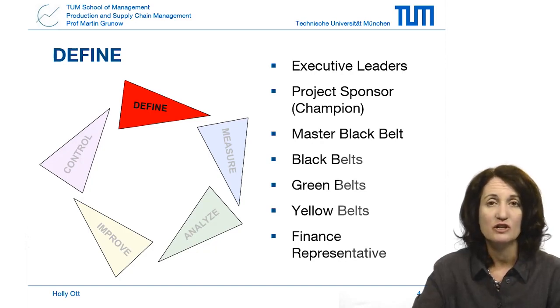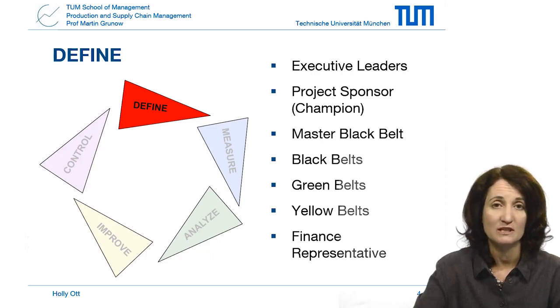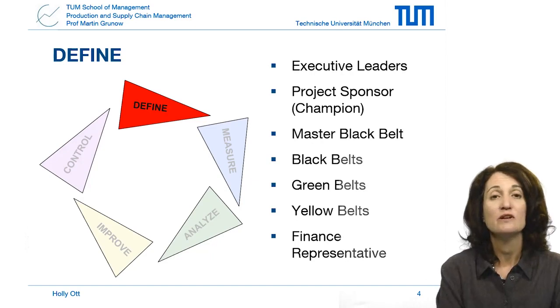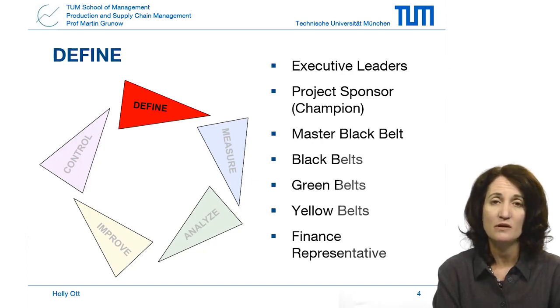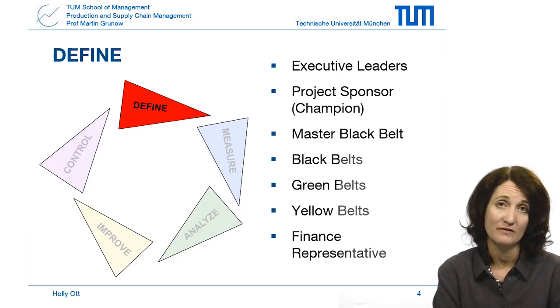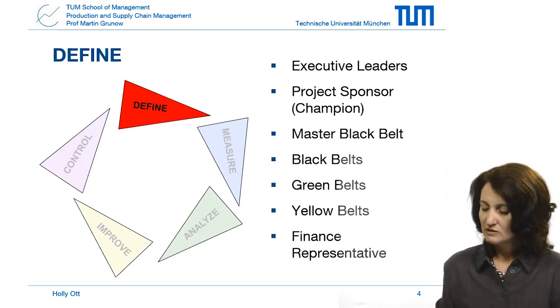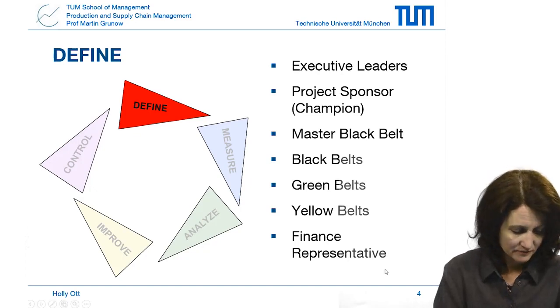Yellow belts are employees who are trained in quality awareness and in Six Sigma basics and are part-time participants in a team. They contribute with process expertise. And finally, what's very important are financial representatives. These are people independent of the project team, but are very important to help determine the project costs and savings and report project benefits.